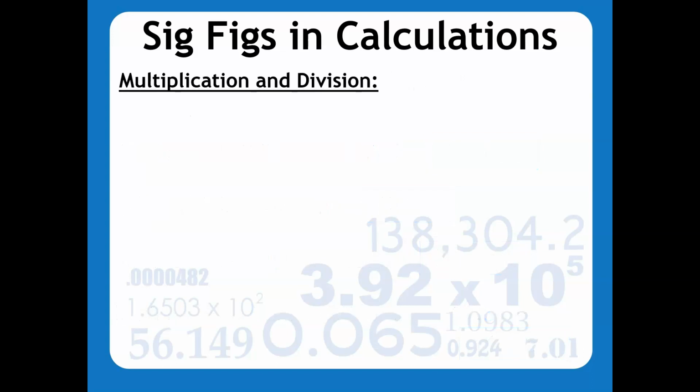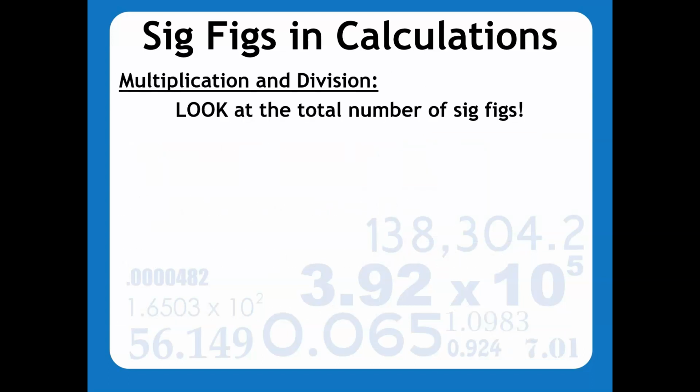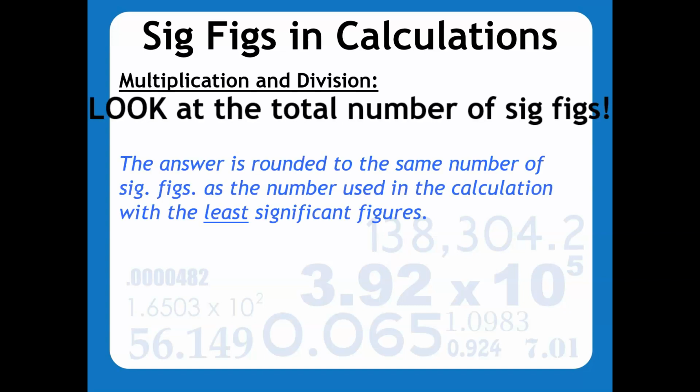Let's talk about multiplication and division. With multiplication and division, you're going to be looking at the total number of significant figures in the numbers that you're multiplying or dividing. And the answer is going to be rounded to the same number of sig figs as the number used in the calculation with the least significant figures. So for this one, you're not focused on decimal places anymore. You're focused on the number of sig figs in the entire number.